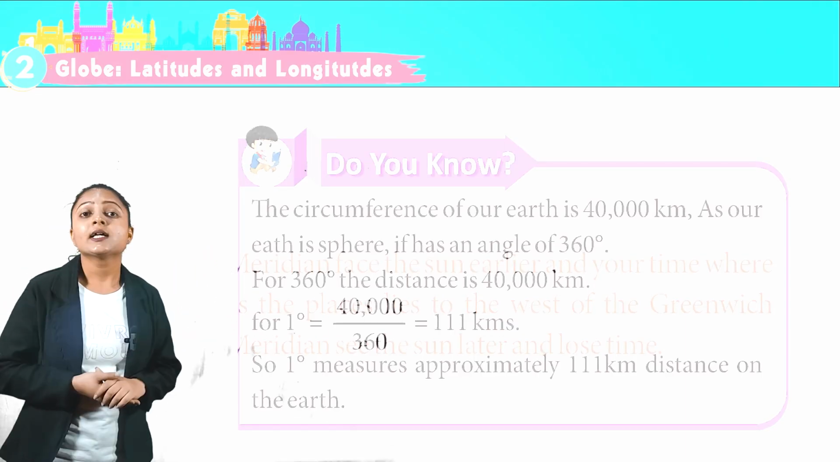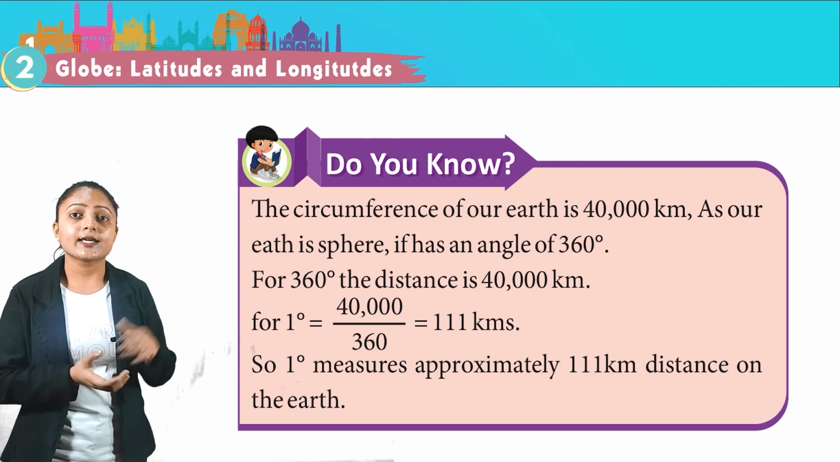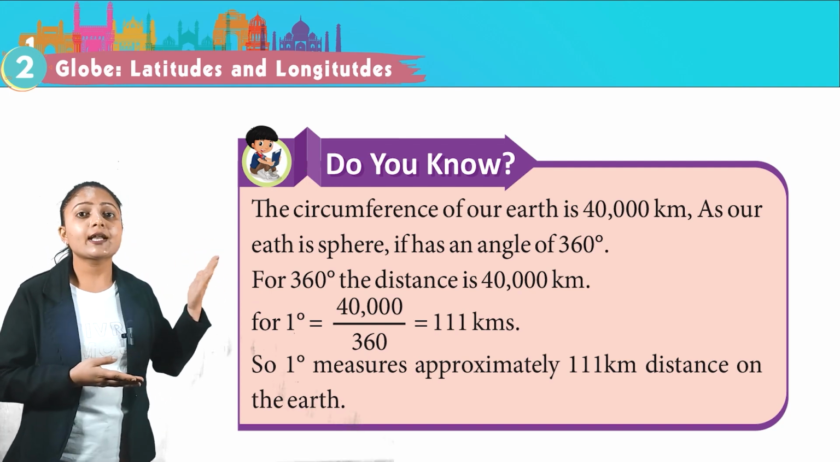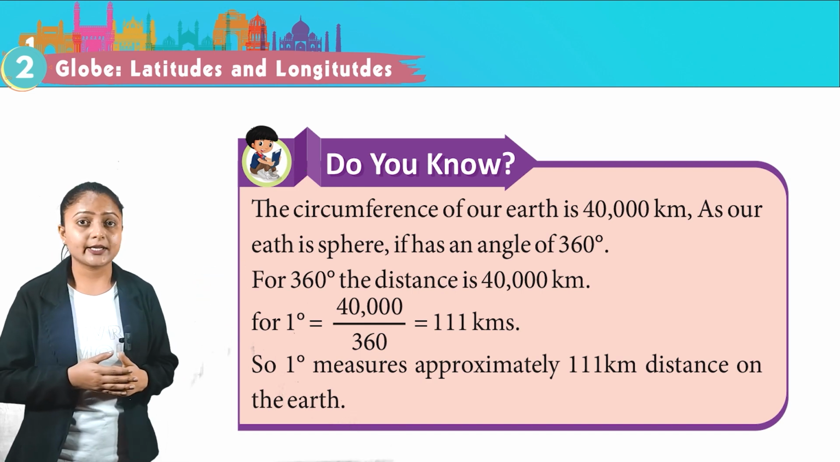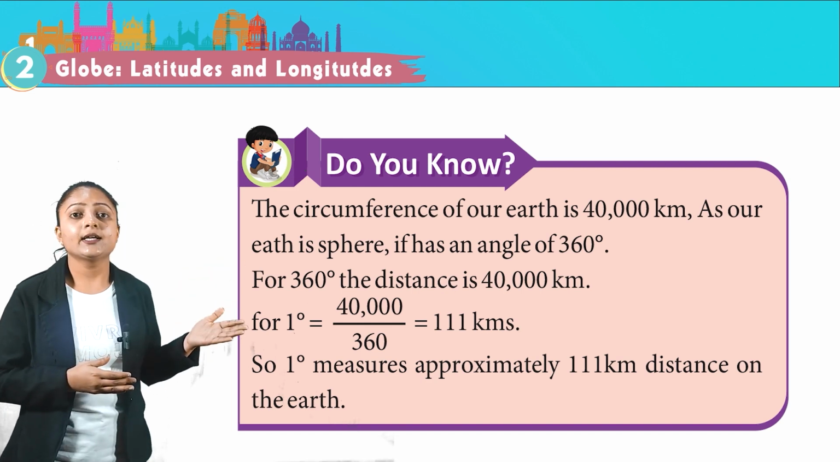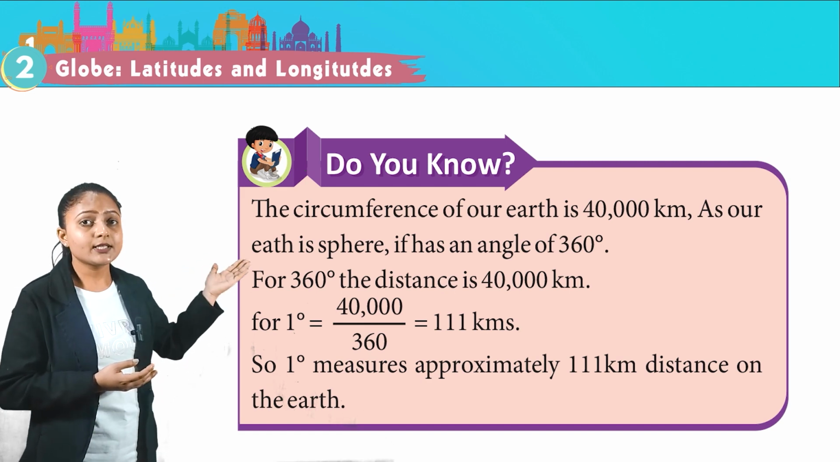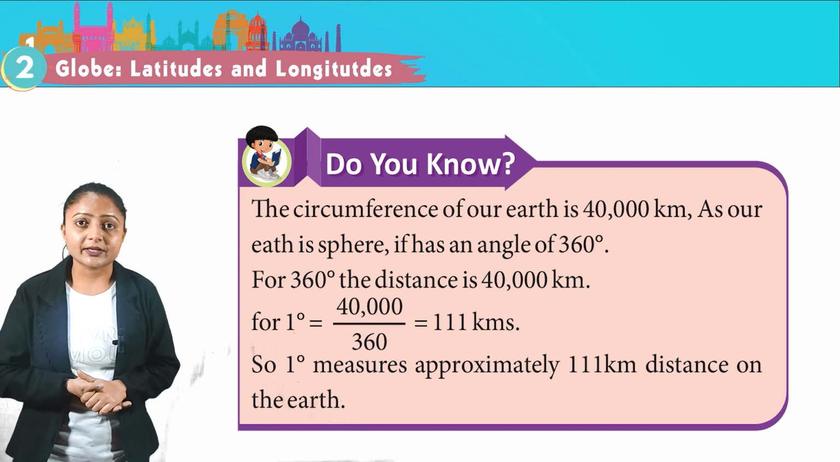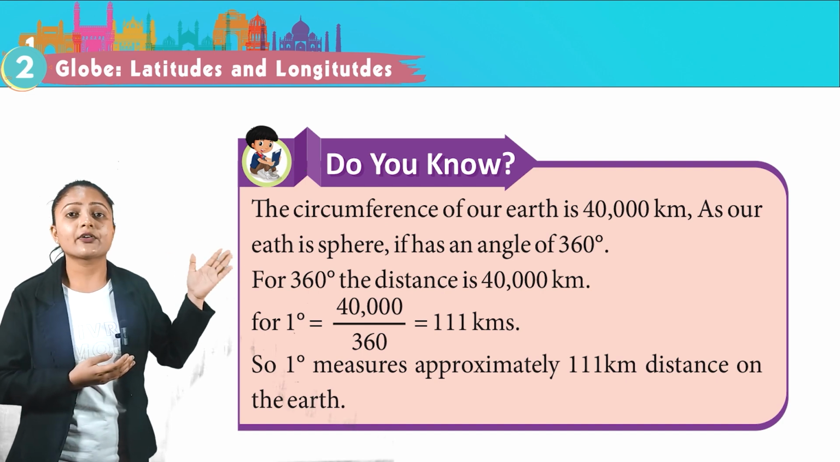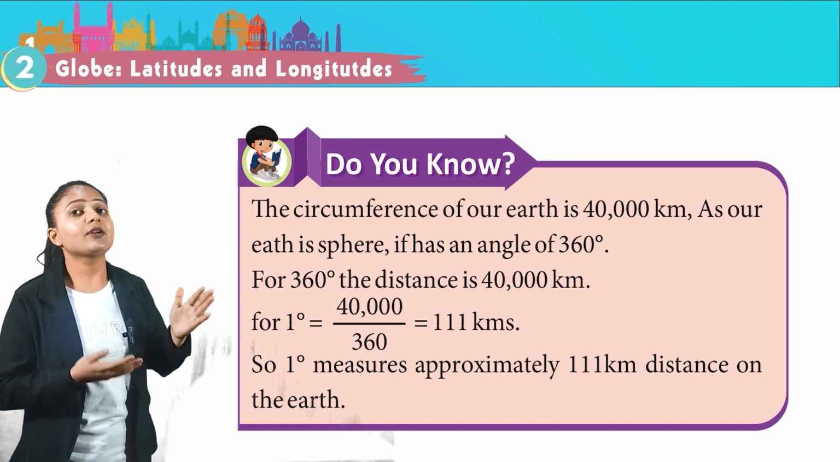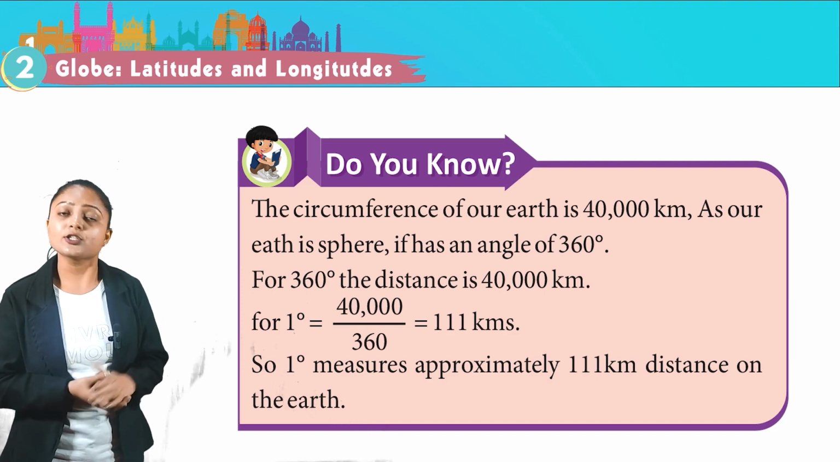Do you know? The circumference of our Earth is 40,000 km. As our Earth is a sphere, it has an angle of 360 degrees. For 360 degrees, the distance is 40,000 km. So 1 degree is equal to 40,000 divided by 360, which is equal to 111 kilometers. So 1 degree measures approximately 111 kilometers distance on the Earth.